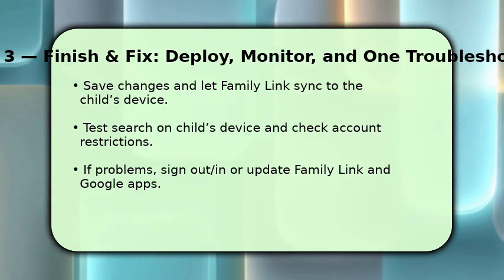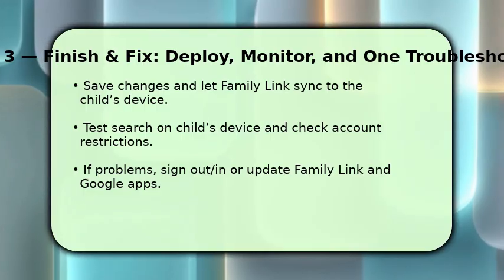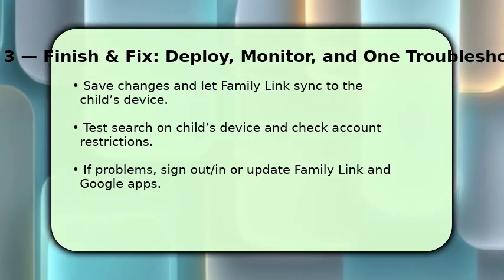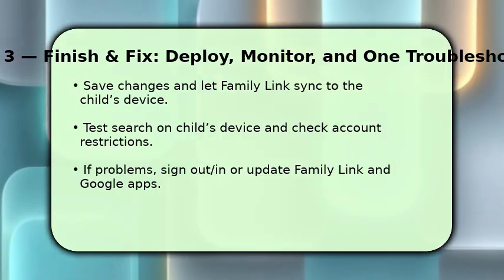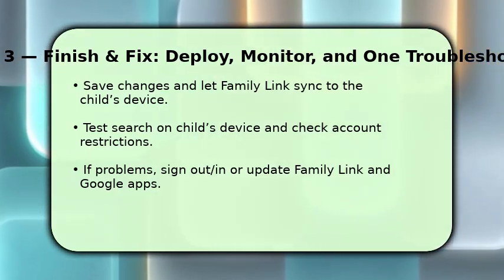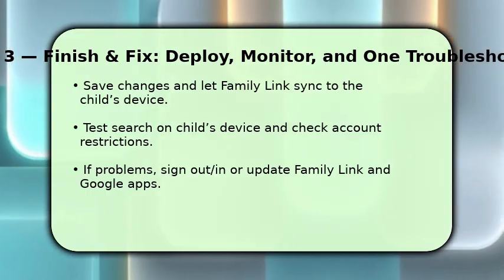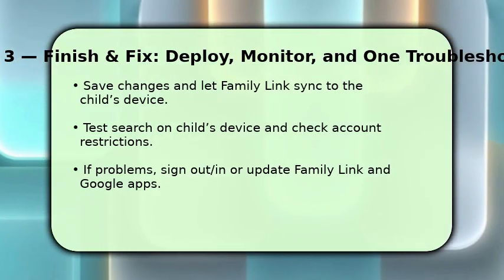If searches still show filtered results, make sure the child's Google account is the one managed, then sign out and back in or update the Family Link and Google apps. If that fails, restart both devices. Often a restart clears cached policies and completes the change.